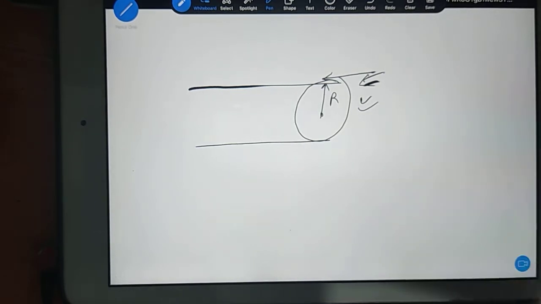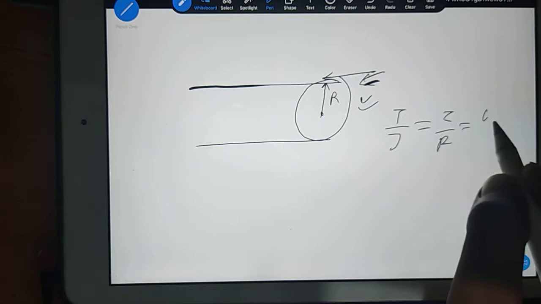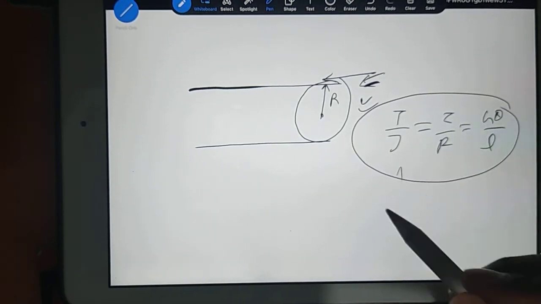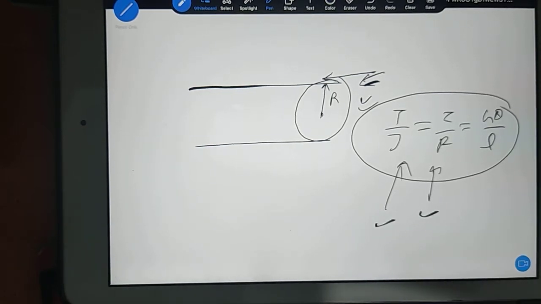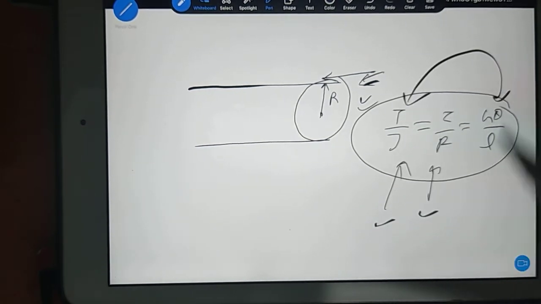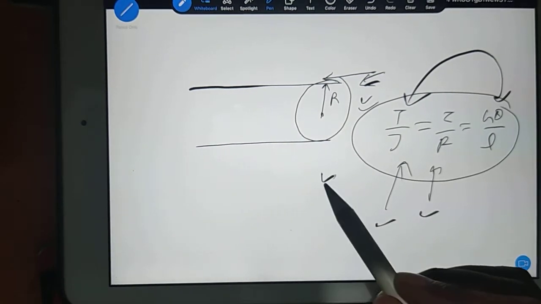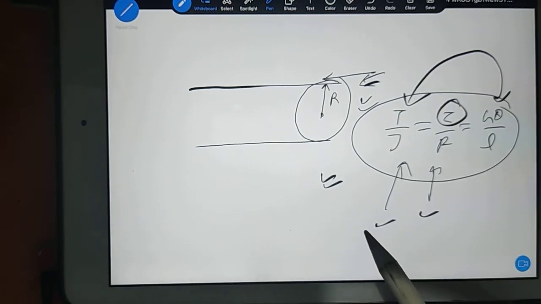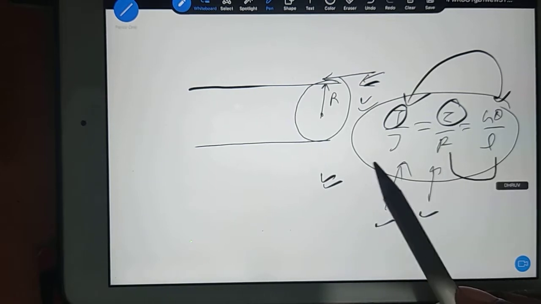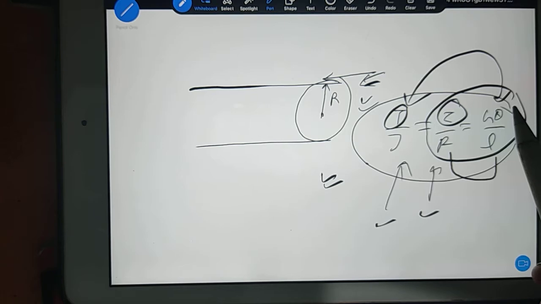Now you see one thing. T by J is equal to tau by R is equal to G theta by L. Which two portions you have to use for the calculation? It depends on the question framed. Like the last question was based on these two. So we have to think about which two the present question will be based on. Because they are talking about the shear stress and torque is also given, we'll be using these two.